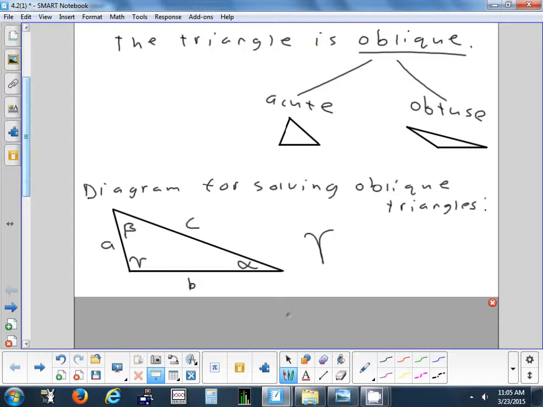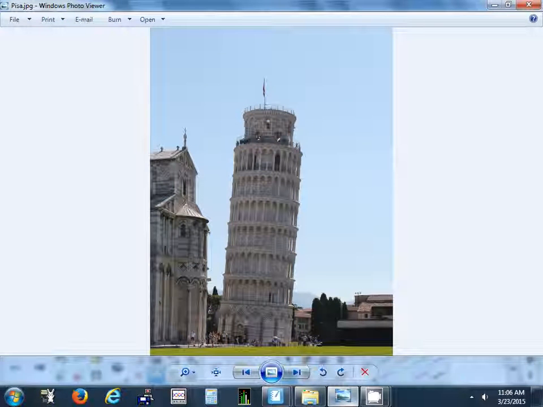Just to show you a sample problem where you might see something like this, whether it's a diagram or a word problem, we're going to look at an object that's not perpendicular to the ground. Most problems we do, we talk about a building, and we always assume the building is perpendicular to the ground. Well, there's a pretty famous building that's not perpendicular to the ground. Anybody know the name of that tower? Yeah, the Leaning Tower of Pisa.